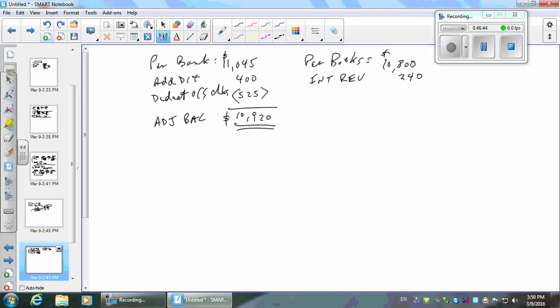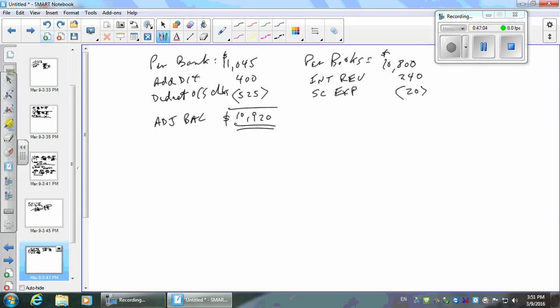Checks cashed. I knew I wrote the checks. I've taken them out. Same with the deposits. I knew I deposited them. I put them in. Bank service charge? I don't know about that yet. Service charge expense, miscellaneous expense, bank service charge expense. I didn't take it out yet. The bank did. So I'm taking it out.